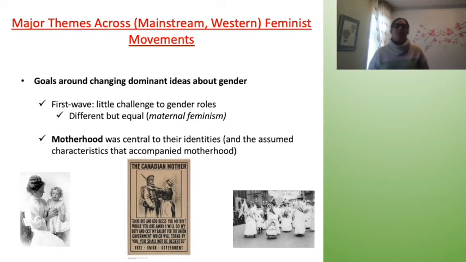So this is something that historians are very interested in exploring, have been interested in exploring: how these dominant gender ideologies weren't being challenged in early feminist activism, but were actually being embraced in their activism to make it more appealing to those outside of that population of women.